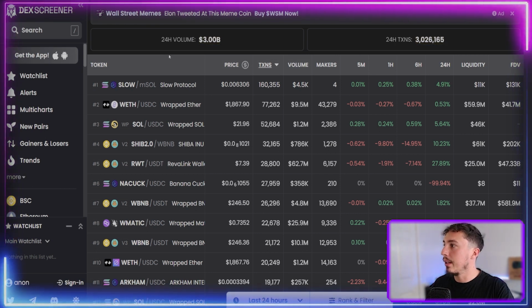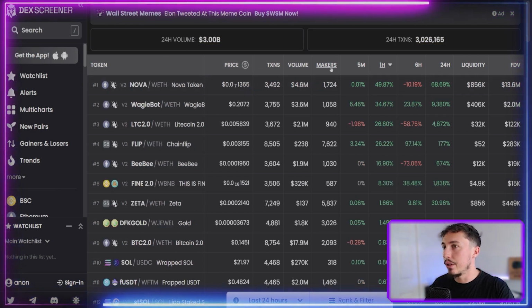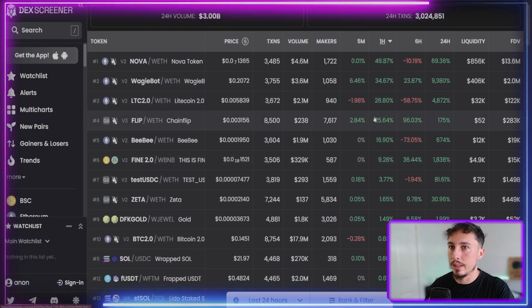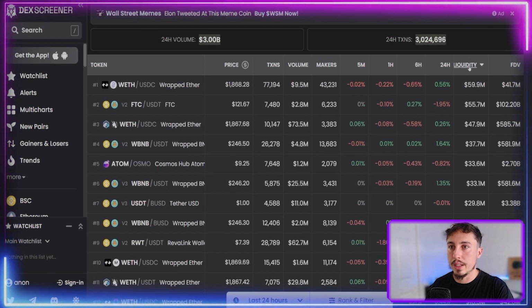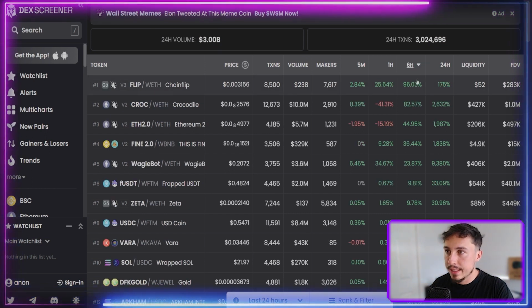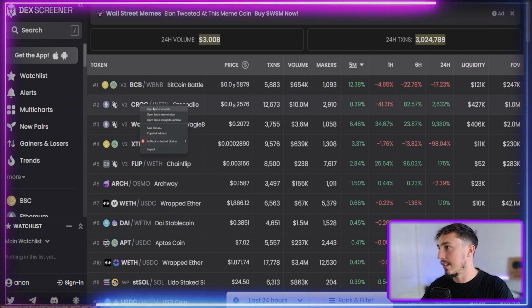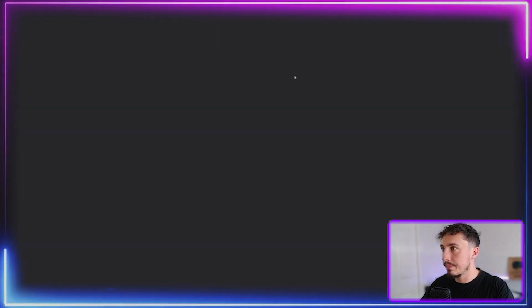Now, for example, on this one here, I like just clicking on the 1 hour sign. You can see the top 1 hour pumpers, and that will help you sort of find the coins that are trending, find the coins that have got good liquidity as well. We can look at the last 6 hours, see what's pumping, the last 5 minutes, see what's pumping right now. So we can see this croc coin is pumping at the moment.